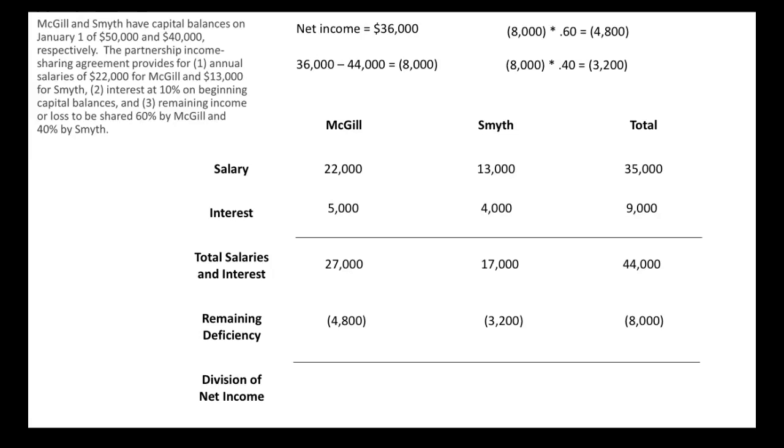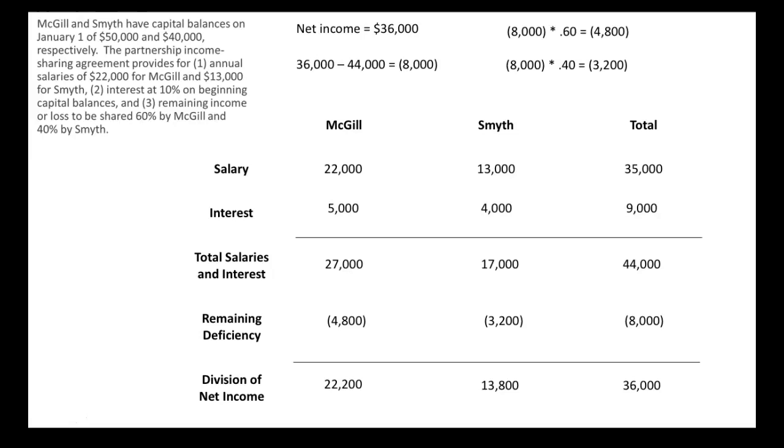So to figure out our division of net income, what we're going to do is we're going to take our 27,000 for McGill, subtract out 4,800. We see that McGill will get 22,200. Smith, you start with the 17,000, take away 3,200, and Smith gets 13,800. You add those two numbers together, and we once again see our net income there in the total column for division of net income.